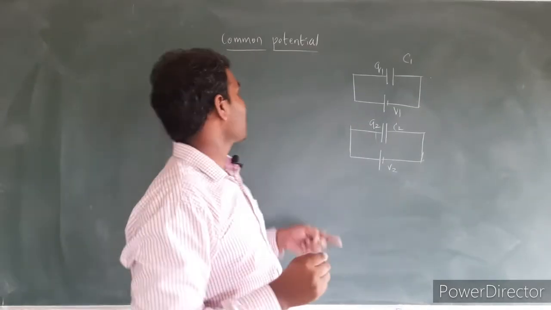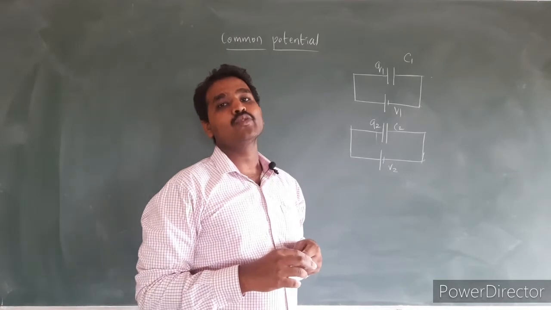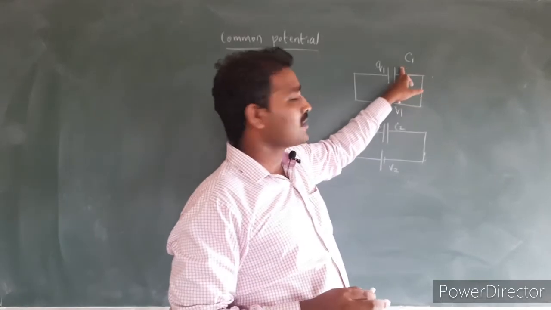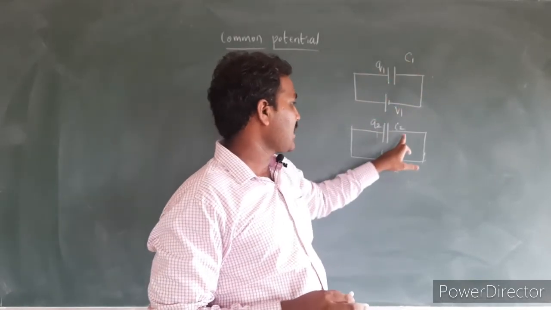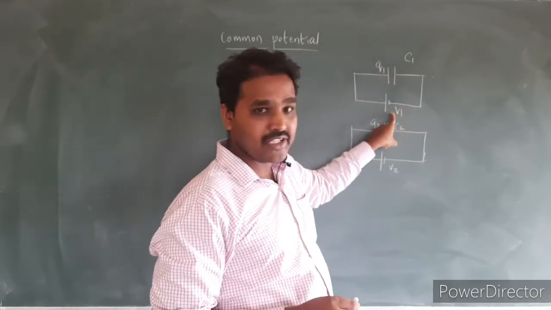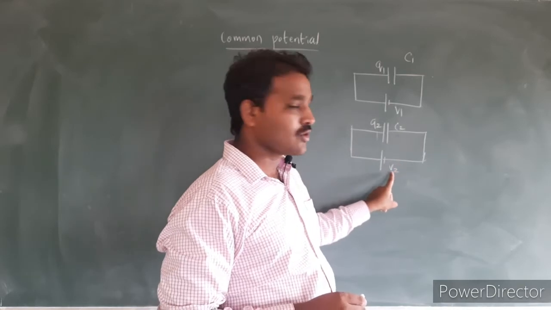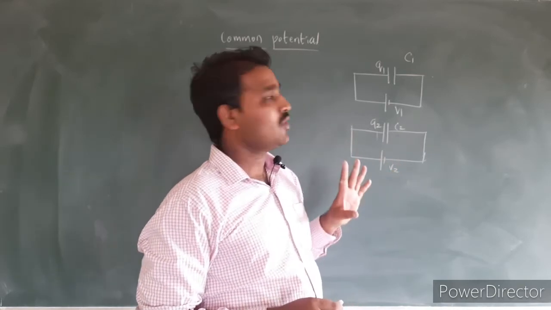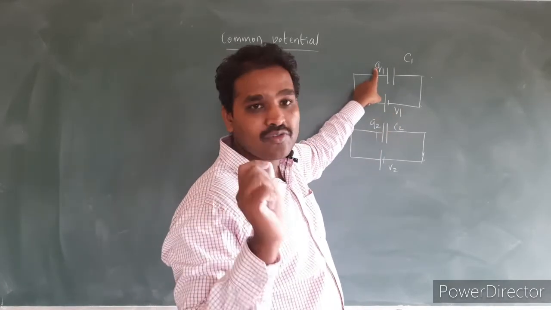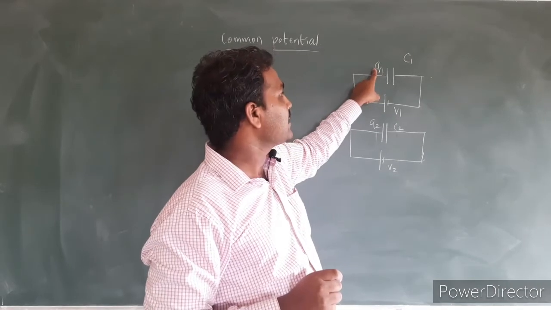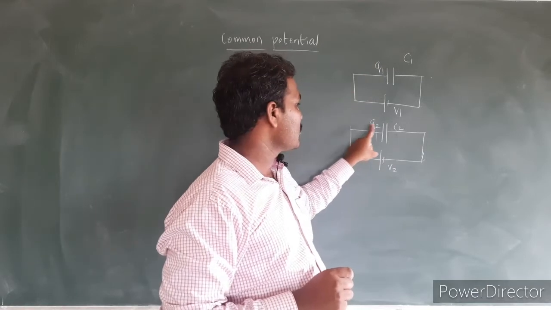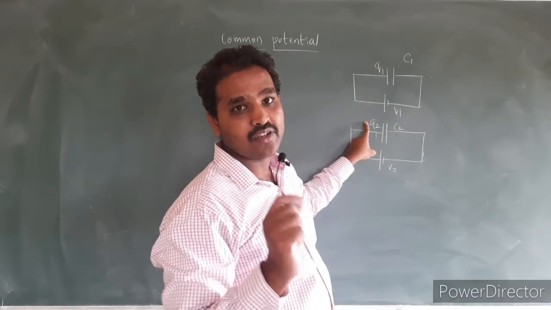Next we have a small concept of a common potential that we repeatedly use while solving numerical problems. Let us consider a capacitor of capacitance C1 and a capacitor of capacitance C2. Let the first capacitor be connected to the voltage V1 and the second capacitor be connected to the supply of voltage V2 here. So when this capacitor is connected to voltage V1, there will be some magnitude of charge stored in that capacitor. That magnitude of the charge stored in the first capacitor, I call it Q1, and the charge stored in the second capacitor, we consider it as Q2 here.